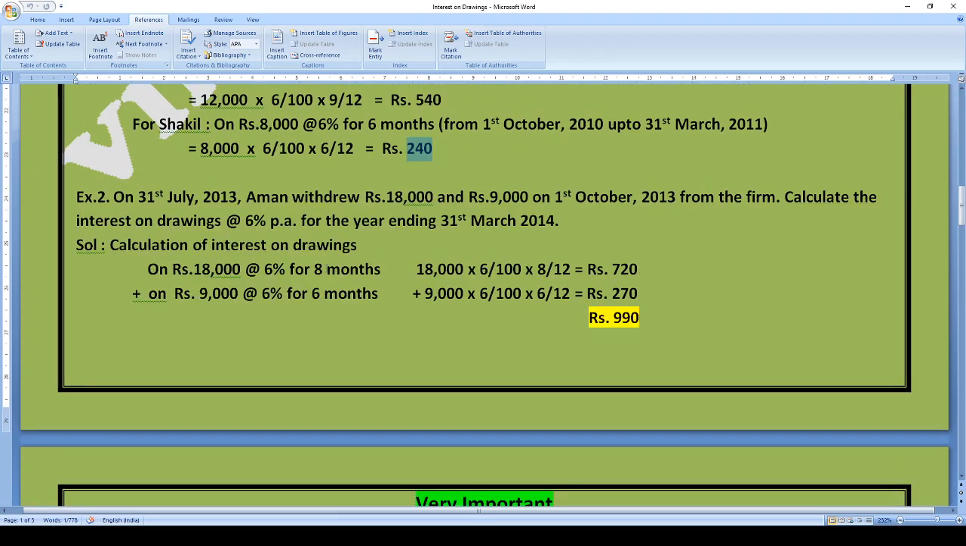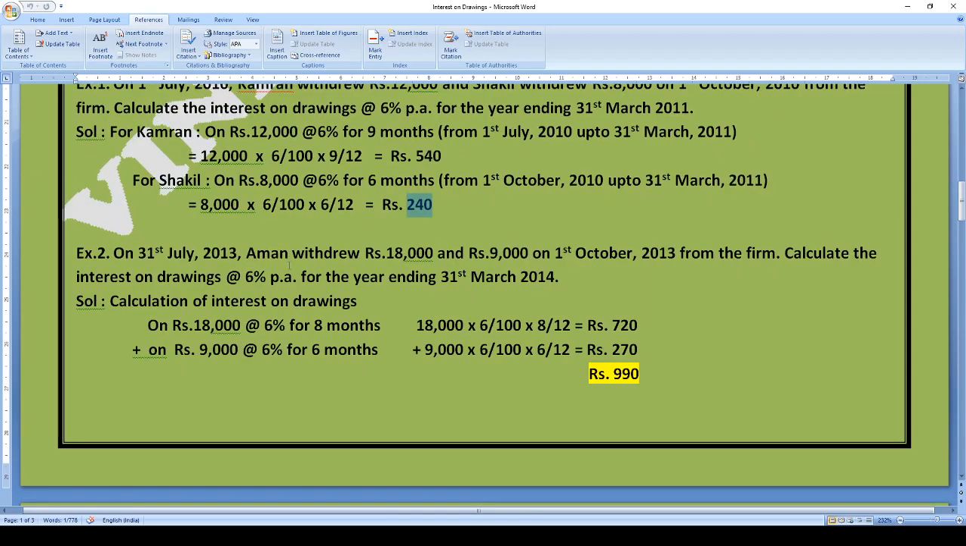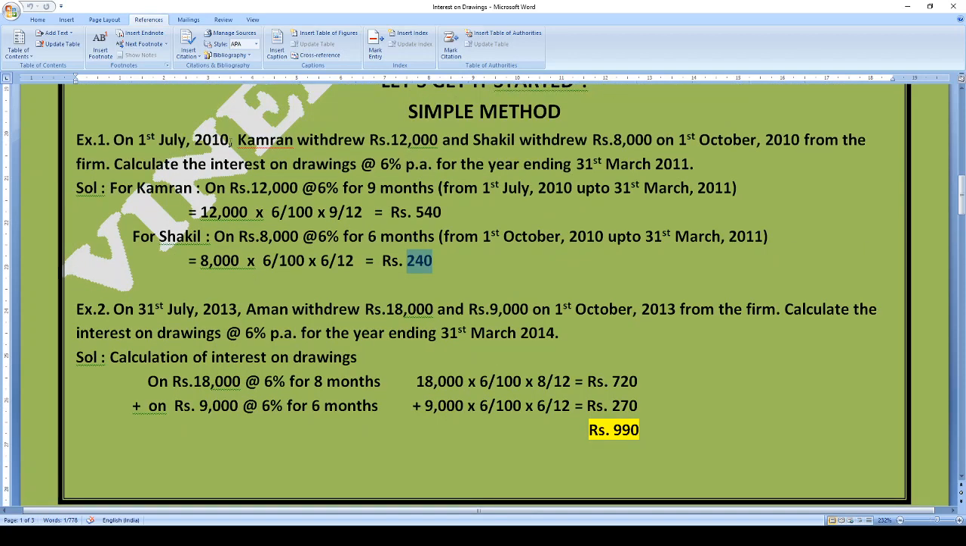Let's get started with example number 2. On 31st July 2013, Aman withdrew rupees 18,000 and rupees 9,000 on 1st October 2013. What is the difference between example number 1 and 2? In example number 1, each partner had withdrawn once in a year. So we had applied the simple method.